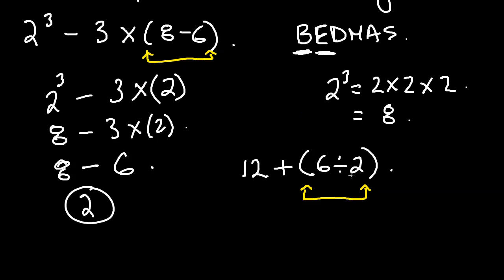So we have a 6 divided by 2. So 6 divided by 2 is 3. Okay, so we have a 3. And then we have our 12 up front. So now there's nothing much left. Now we can just go ahead and add the 12 and the 3 together to give us 15. Okay.